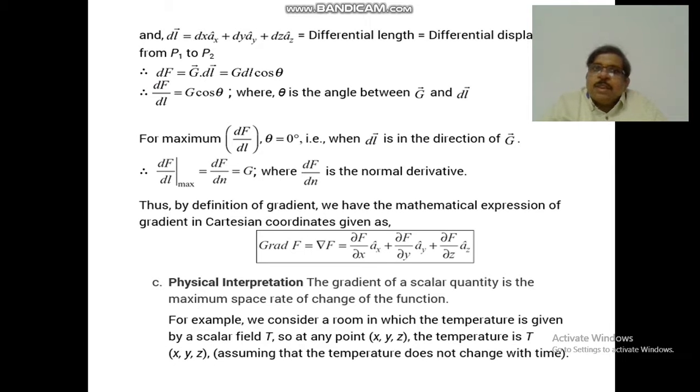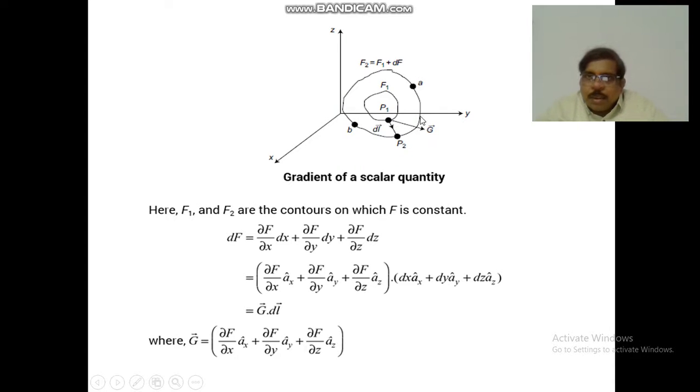So dl bar is equal to dx ax plus dy ay plus dz az. It is the differential length, or the differential displacement, from the point P1 to P2. So dF is equal to G bar dot dl bar, which is equal to G dl cos theta. dF by dl is equal to G cos theta, where theta is the angle between G bar and dl bar.